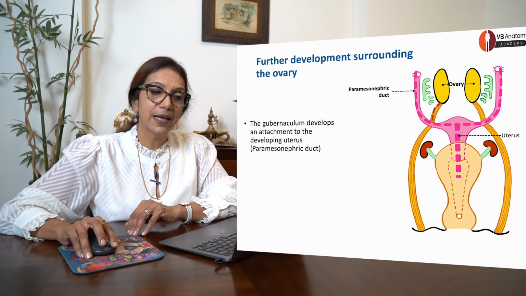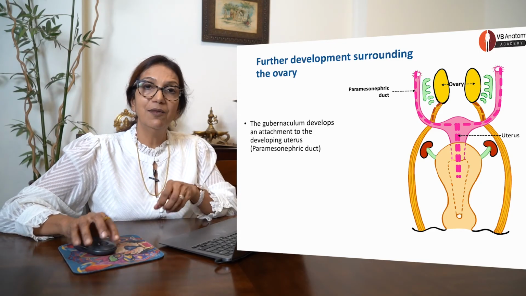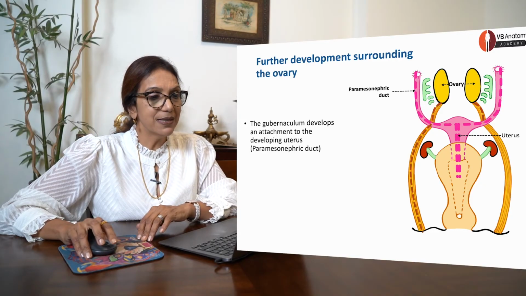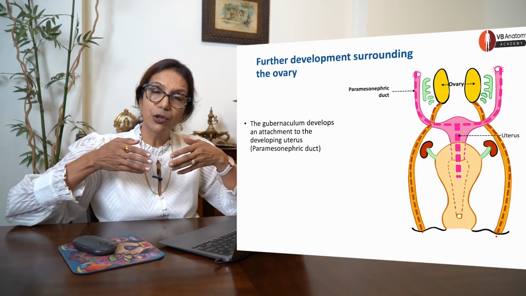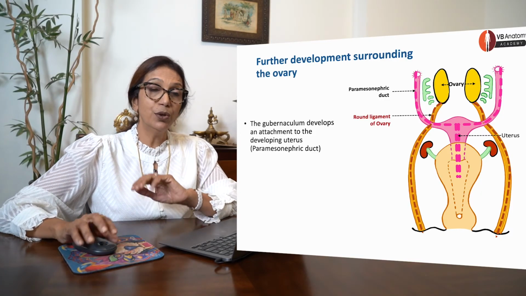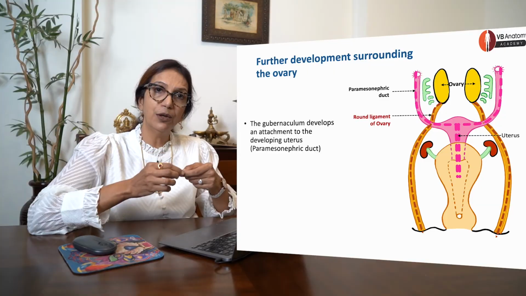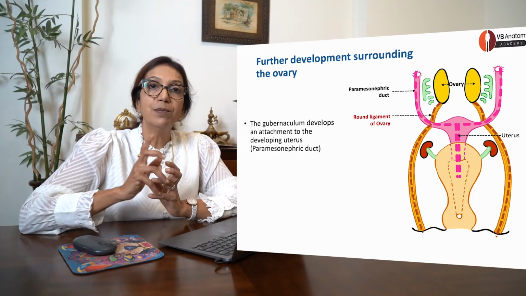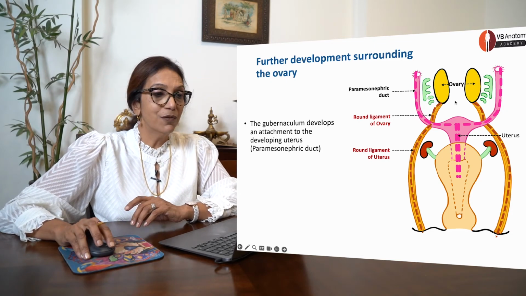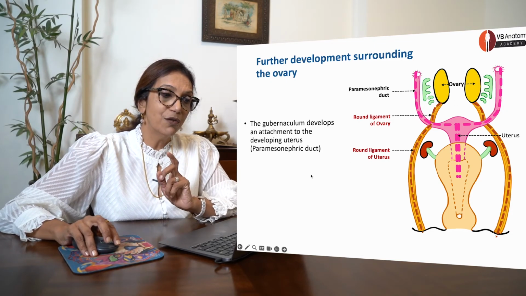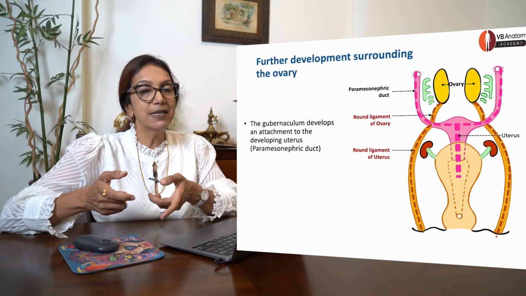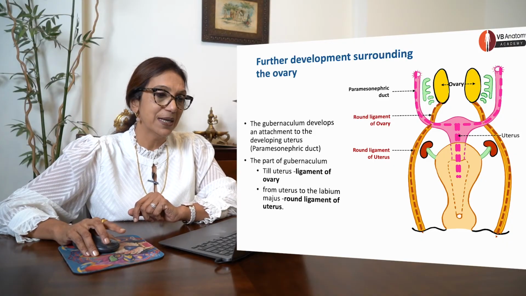So this gubernaculum on both sides develops anchorage to this paramesonephric duct before extending further forwards through the inguinal canal to the labium majus. So this proximal part from the ovary to the developing uterus forms the round ligament of ovary. The distal part of gubernaculum from the uterus to labium majus forms the round ligament of uterus. This is how gubernaculum results in development of two round ligaments.